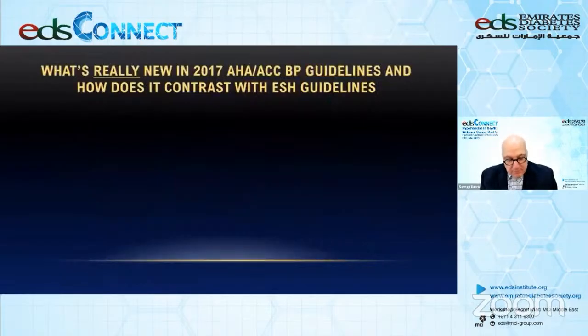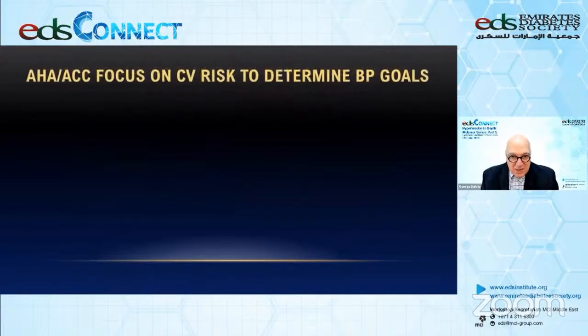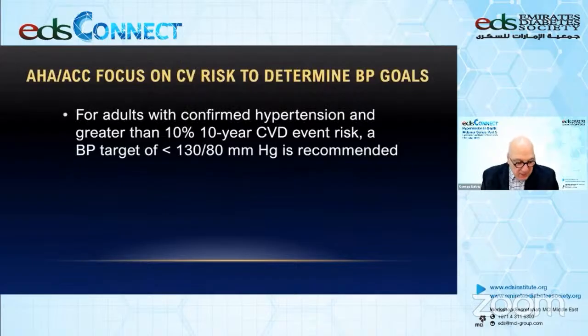So in the latest guidelines, how do they compare with older guidelines and how do they compare with other guidelines from around the world? And you can see here, the goal is to reduce risk. It's not just reduce mortality, it's reducing risk. And so they use as a cut point, anybody with a 10% or greater 10-year CV risk should have a BP of less than 130 over 80.